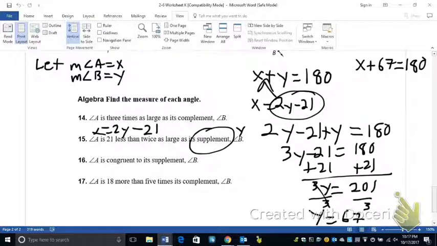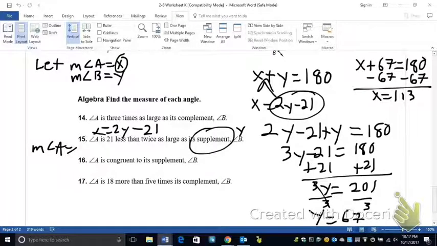So we have x plus 67 equals 180. We're going to subtract 67 from both sides, and we get x equals 113. Okay? So the measure of angle A equals 113, that's our x. And the measure of angle B, that's our y, equals 67 degrees. So those are the only two angles which make those two statements true.